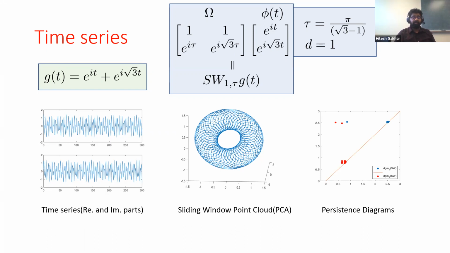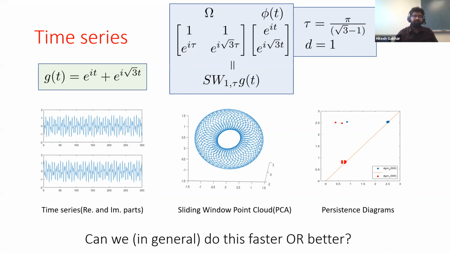Okay, so the sliding window algorithm works great, but then the question we asked ourselves was, is there a way to do this faster or better in general? Because with two frequencies it's fine, but what happens when the frequencies get much larger? Things get computationally expensive very, very fast, right? So we needed something to cut the cost.